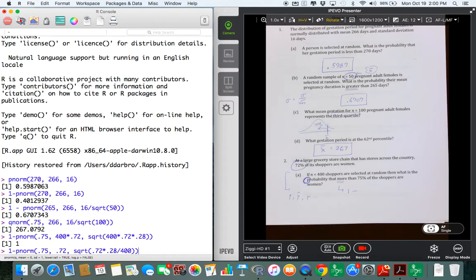Now, I've got a problem here in a minute where I'm going to demonstrate where you can do this. Because you can't use this. This is a count. If we had a count there, like 320 women, we'd have to use either 320.5 or 319.5, depending on above or below, and then we'd have to use that mean.